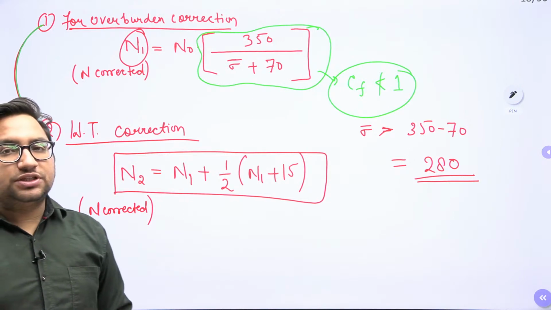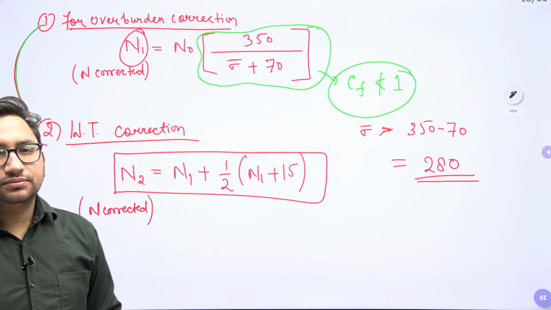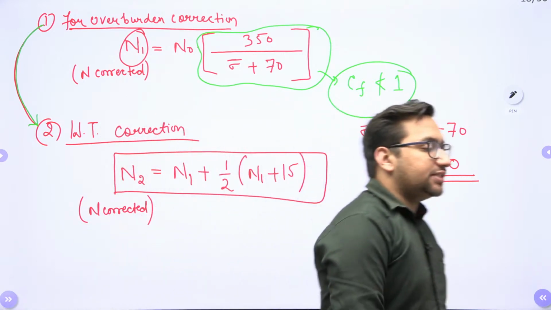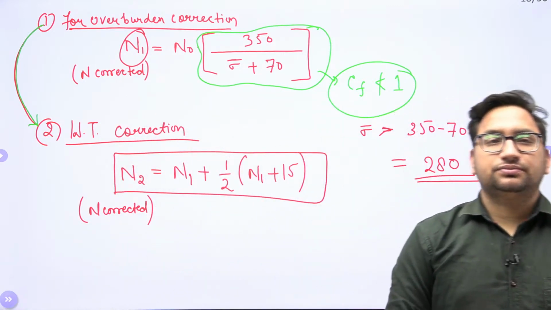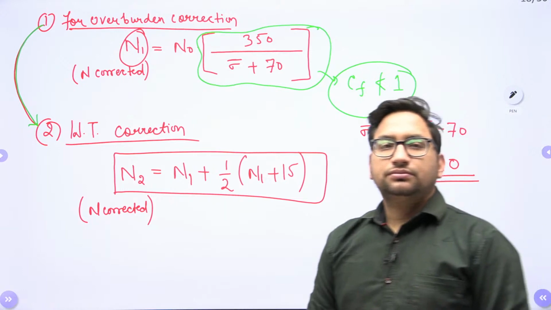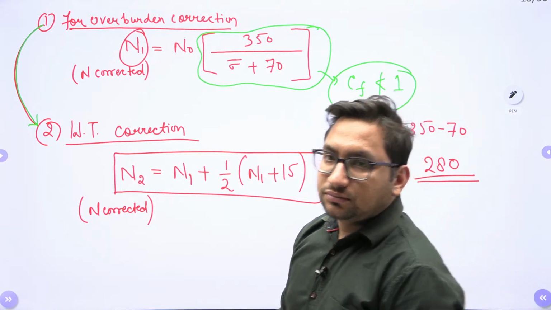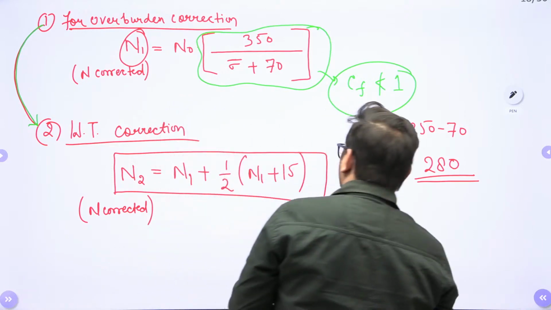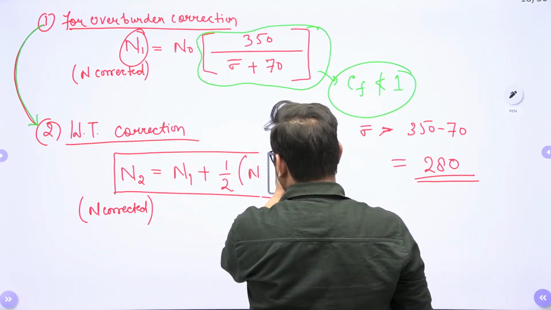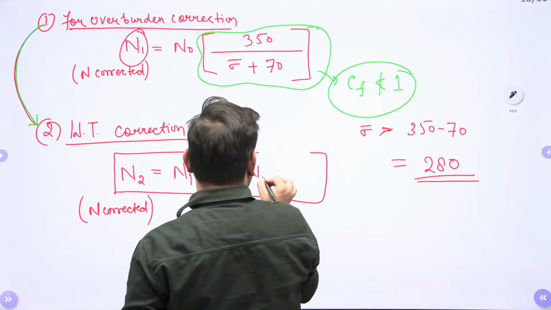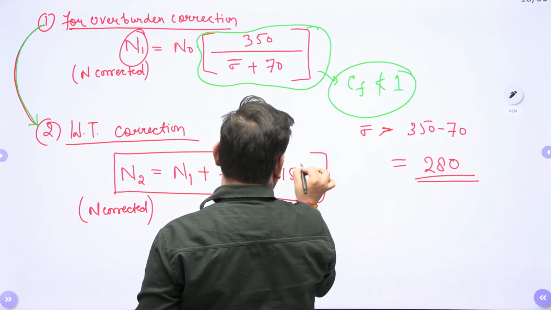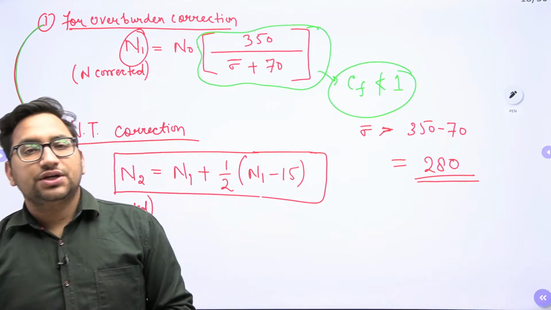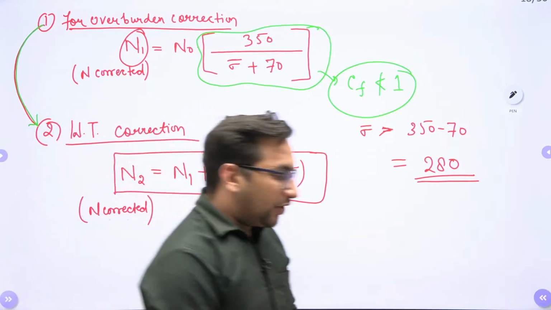Just let me know up to this particular point if there is any doubt. Right? N1 plus half of N1. Okay, this will be minus, sorry. N1 minus 50. Clear? Just let me know up to this point if there is any doubt.